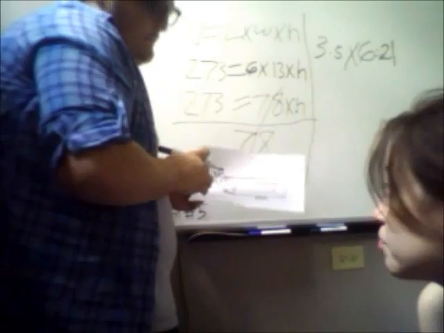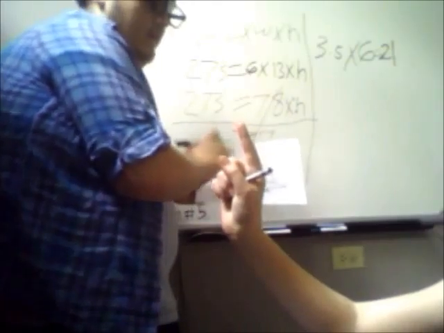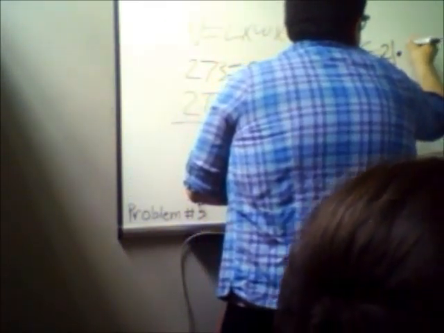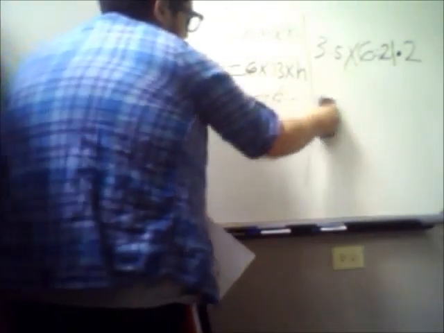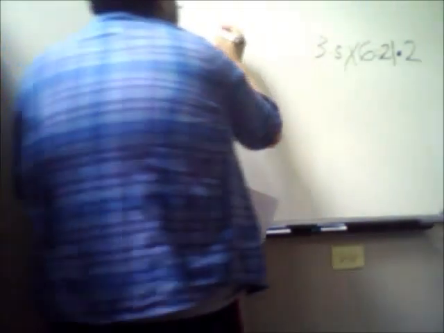So now, how many faces of that dimension do we have? On the board, 1, but on the figure there's 2. So what do we do to 21? You multiply by 2. So what's 21 times 2? 42.